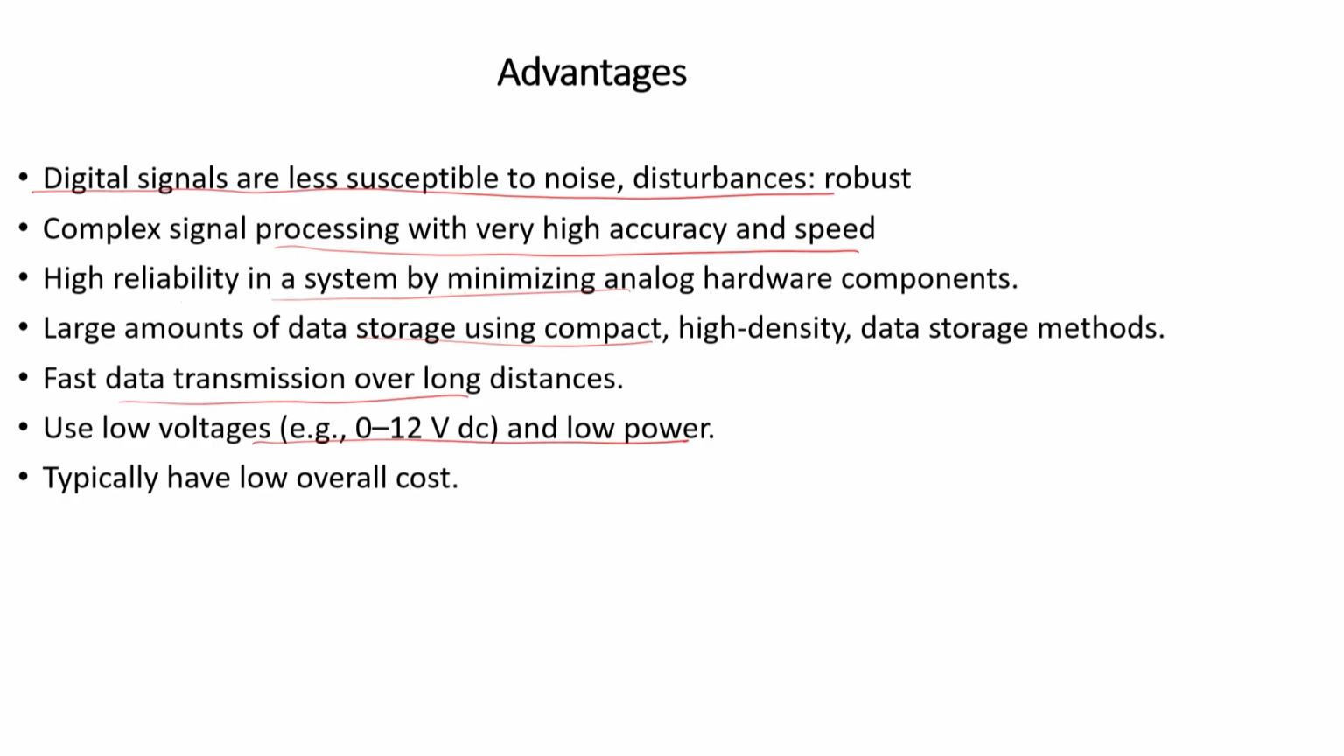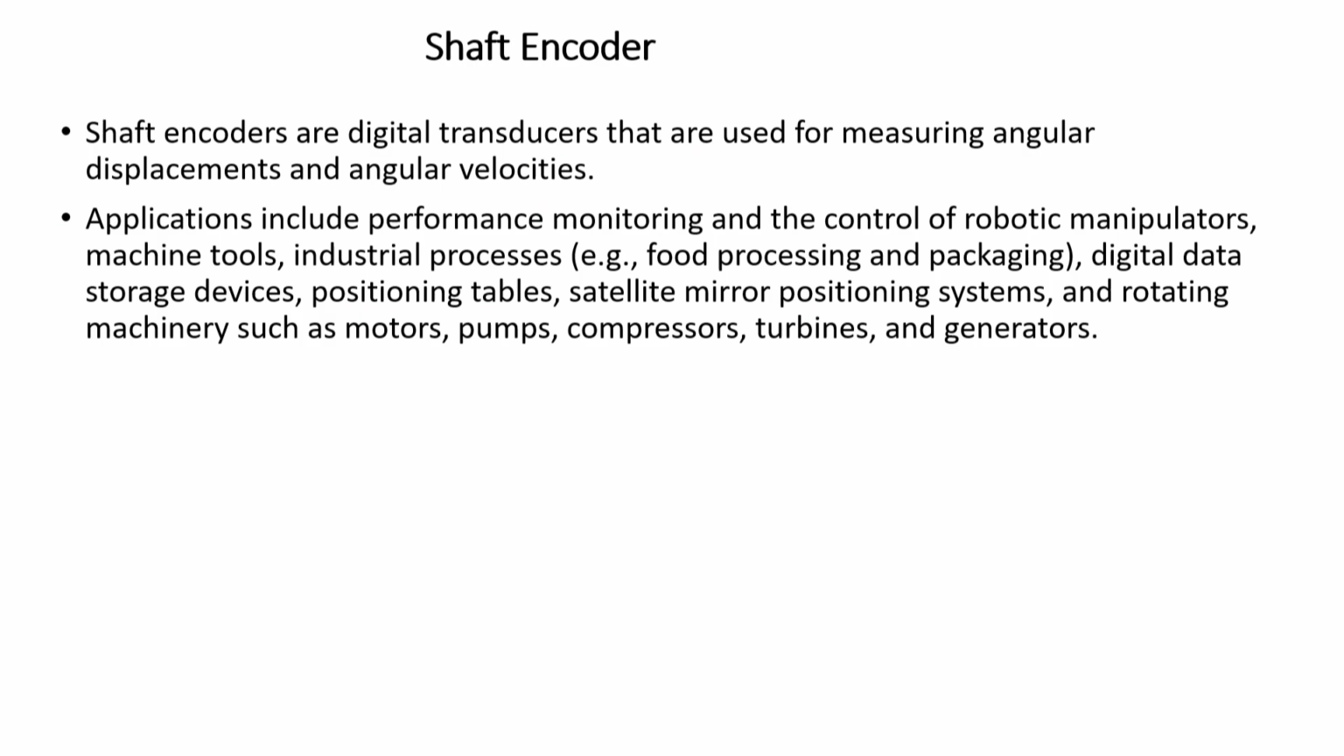Now, since these digital systems are so good, we can also see another particular application of this digital sensor, which is in the form of encoders. This is also known as a shaft encoder, and these are digital transducers which are used for measuring angular displacement and angular velocities. They have a wide range of applications in the control of robotic manipulators, machine tools, industrial processes, digital data storage devices, positioning tables, satellite mirror positioning systems, and rotating machineries. There are huge applications of encoders today.